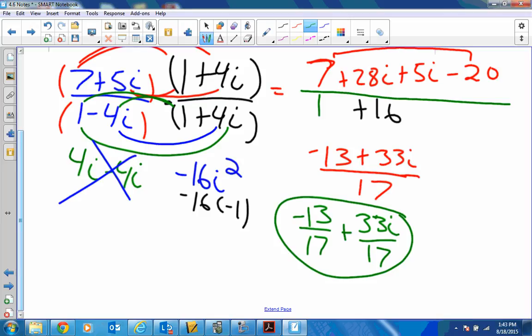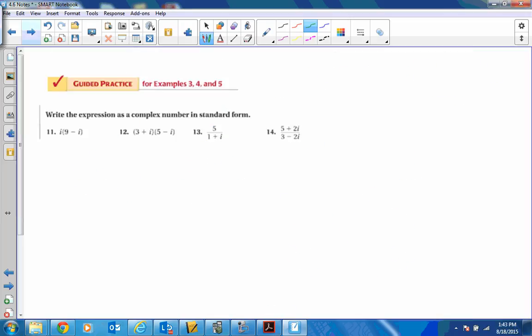So it's pretty much the same rules as x. Just every time you get i squared, turn it into a negative 1. And that's all you have to do on that. Notice how there's only real parts on the bottom. There's no imaginary parts on the bottom, which is what you want when we simplify and divide complex numbers.